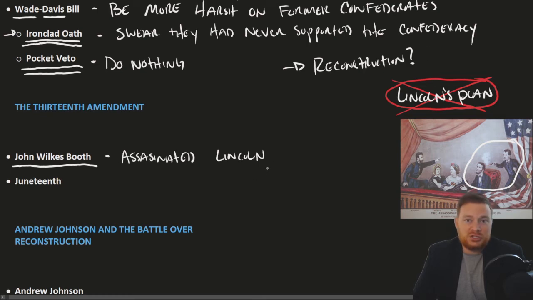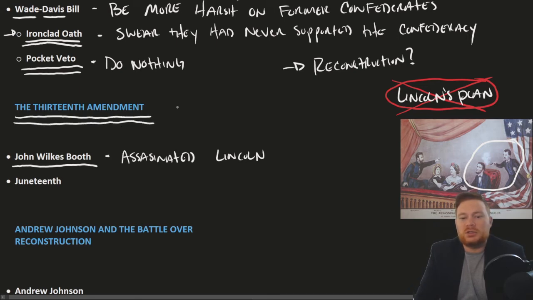Prior to his assassination, however, Congress was working on the 13th Amendment. There are three Reconstruction Amendments to remember, so three plans, three amendments. The 13th Amendment would abolish slavery everywhere, right? Everywhere. And would make it much more formal.